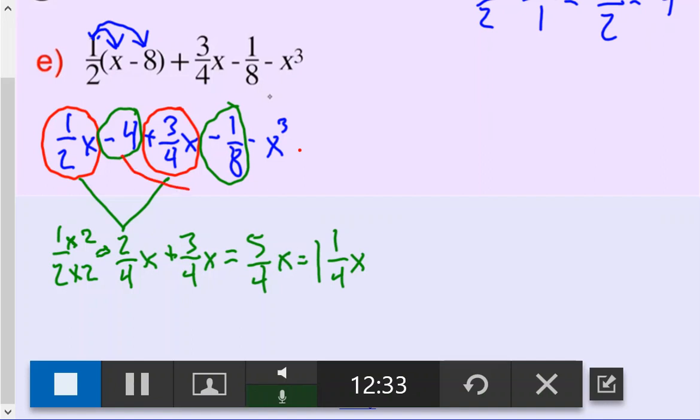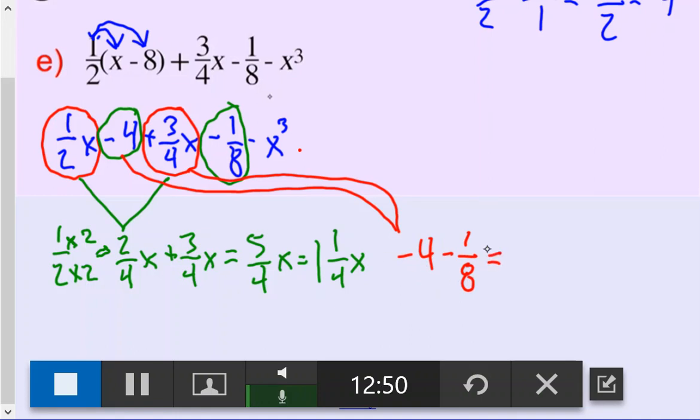Then we also have -4 minus 1/8, so -4 minus 1/8. So they're both negative, so we can just add them and keep the sign. So that would be -4 and 1/8. Okay, so now our simplified expression is 1 1/4 x minus 4 and 1/8 minus x to the 3rd.